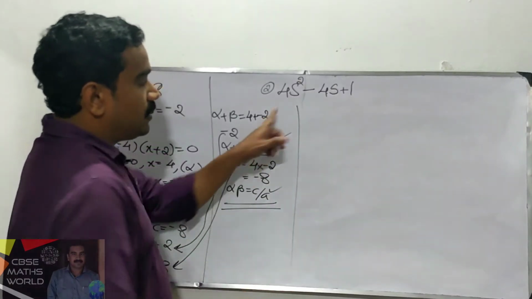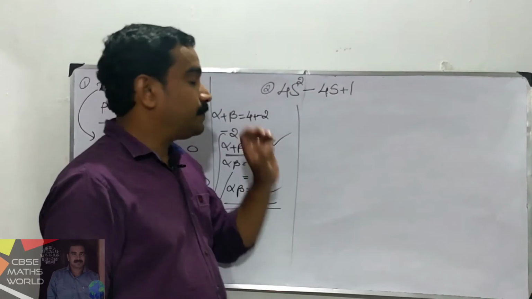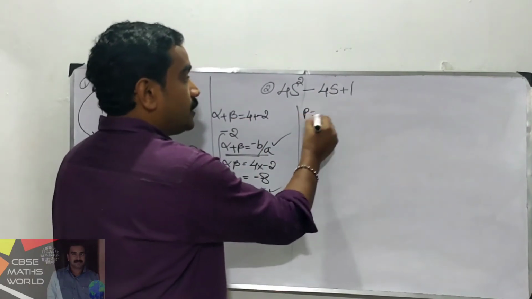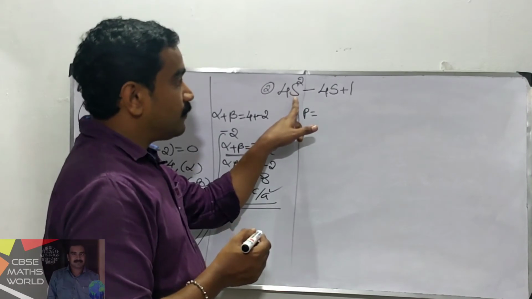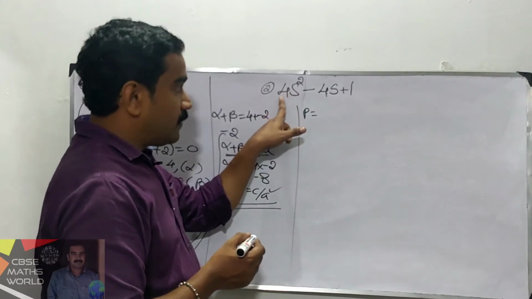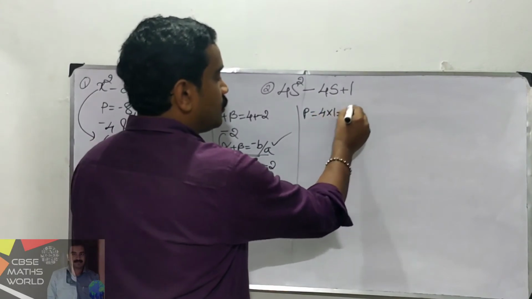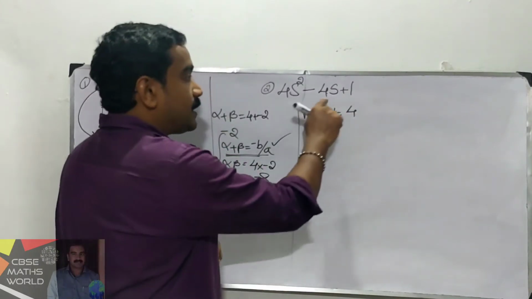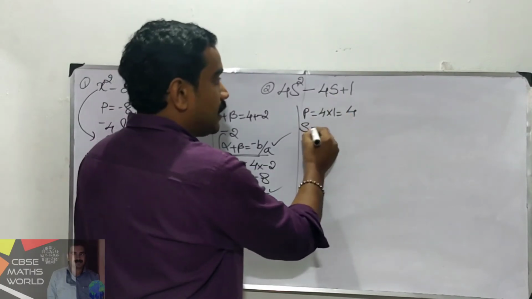Look at the second question. What is the second question? 4s square minus 4s plus 1. Here what is the product? Product is the coefficient of s square times the constant. What is the coefficient of s square? 4. What is the constant? 1. So the product is 4 into 1. What is 4 into 1? 4. And what is the sum? Sum is definitely the coefficient of s, that is, the sum is minus 4.